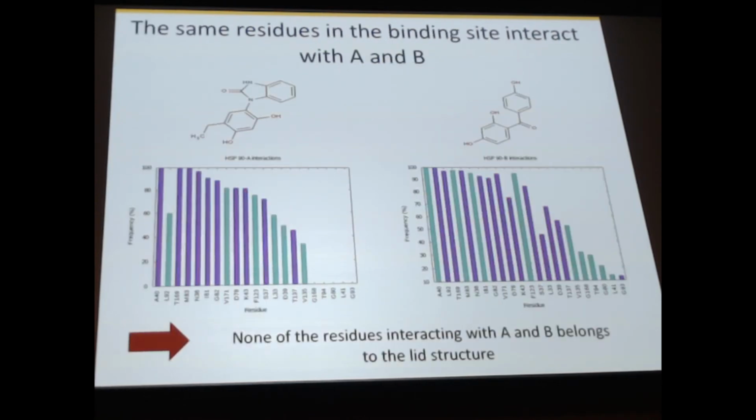So if we compare the interactions of A and B with the residues in the binding site, we can see that both ligands interact with the same residues. With the purple bars, I'm showing the residues forming H bonds with each of the ligands A and B. But one important point is that none of the residues interacting with A and B belong to the lid structure that reflects this conformational change. So these ligands are able to maintain a closed conformation of the protein without even touching any of the residues of the lid structure.